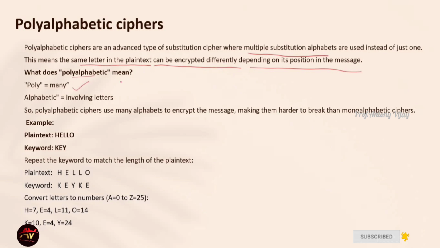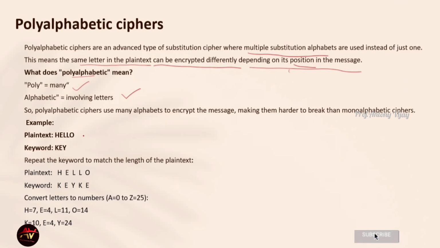Poly means many, so alphabetic means involving letters. Polyalphabetic is harder to crack, because each particular letter has a different replacement, based on its position in the text. Let's see an example of a polyalphabetic cipher.